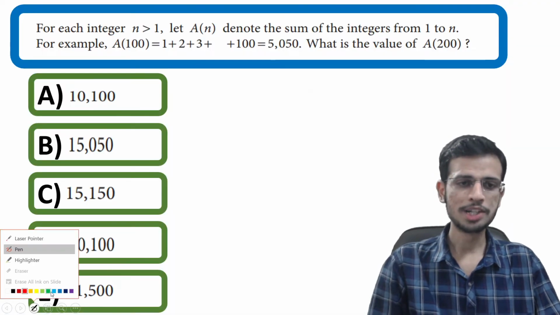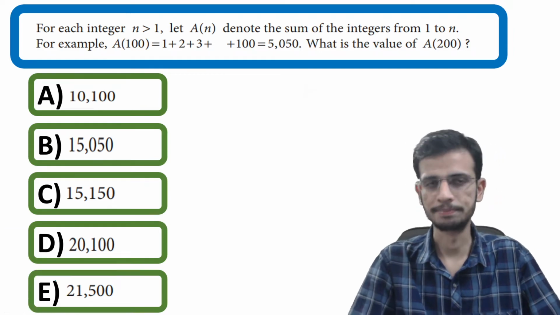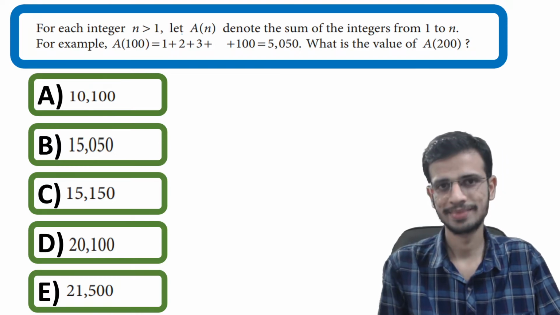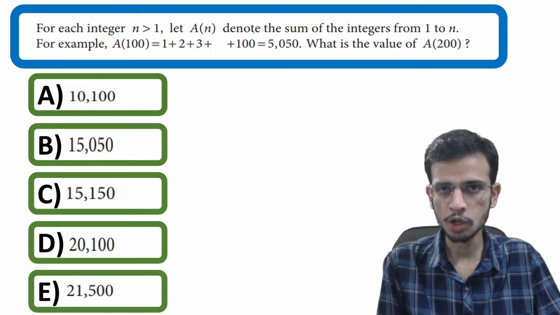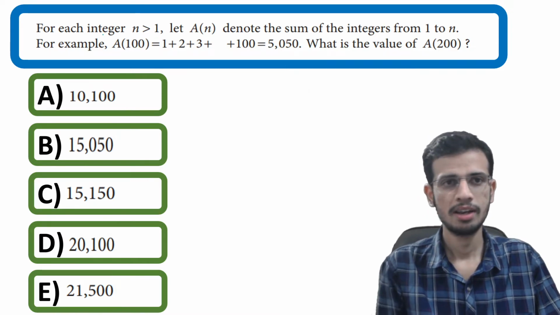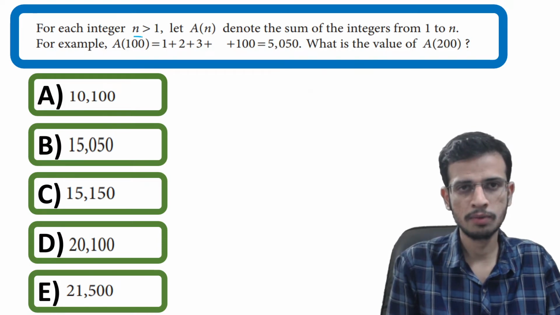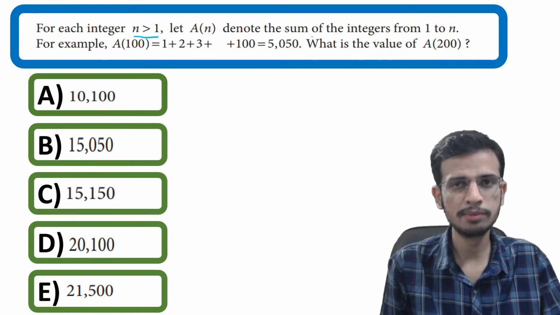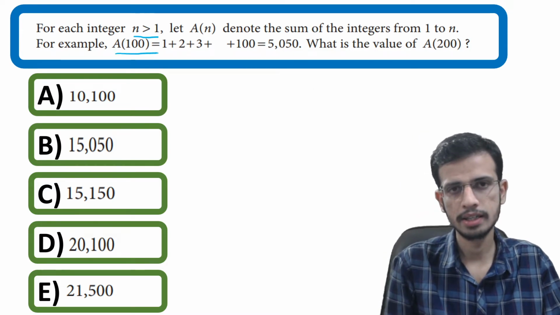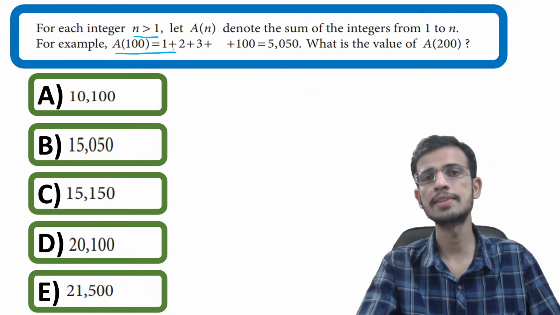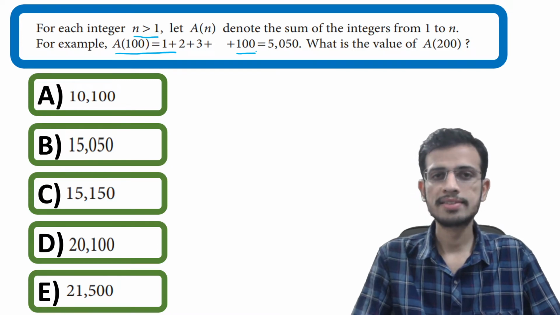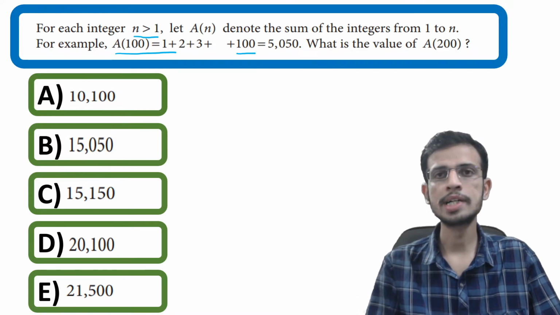Okay, so let's move on to the next question, and this is a very simple question. For each integer n greater than 1, let A of n denote the sum of the integers from 1 to n. For example, A of 100 is equal to 1 plus 2 plus 3 plus up to 100. We can say it is the sum of the first n positive integers.